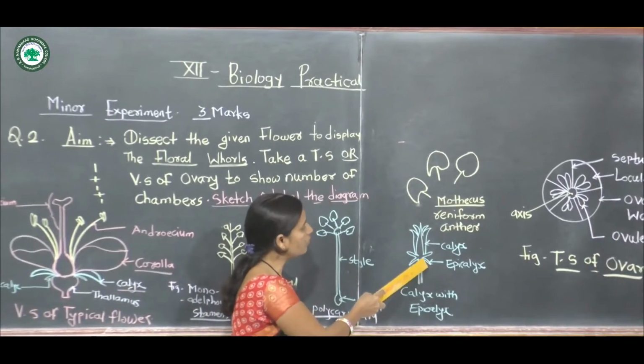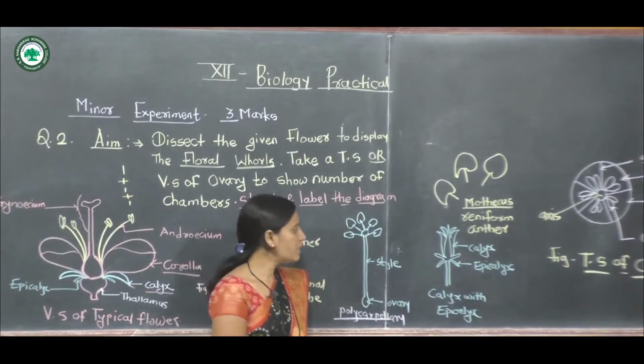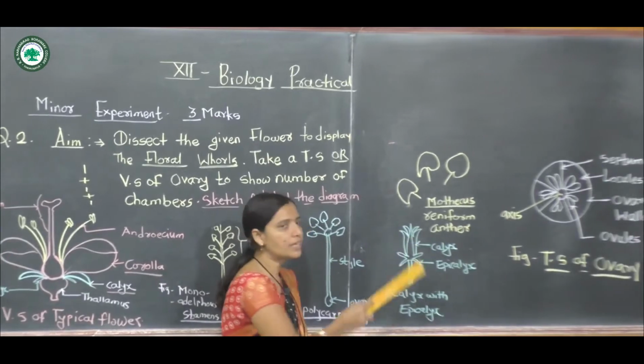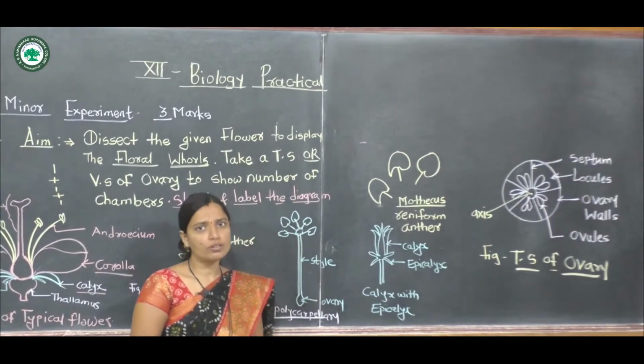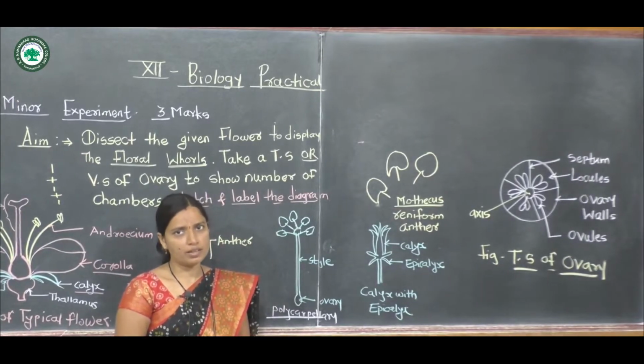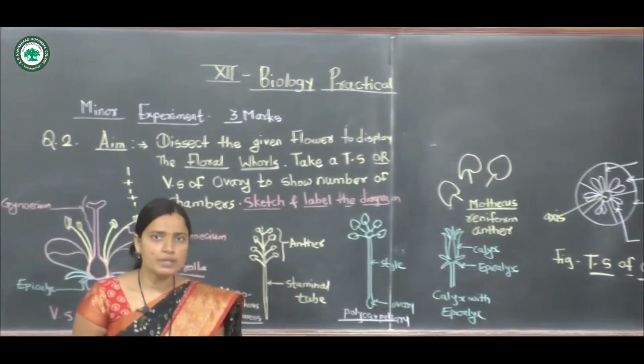In the hibiscus flower, the epicalyx number is 5 to 6. The epicalyx is a green structure, and it is important for photosynthesis as well as protection. This is an important part of the hibiscus flower.